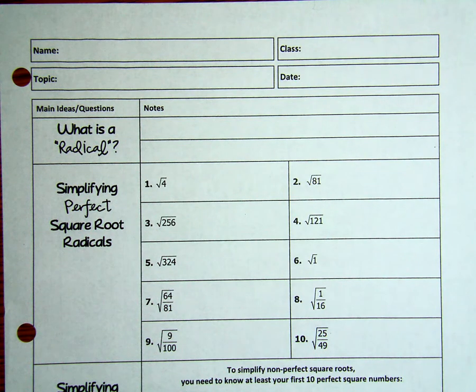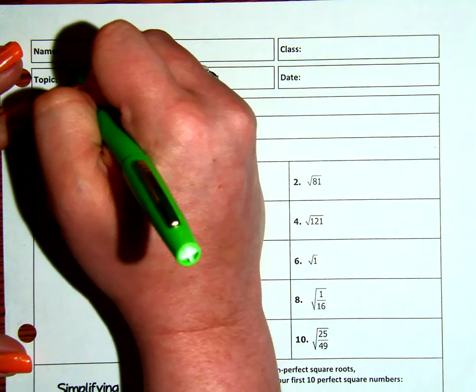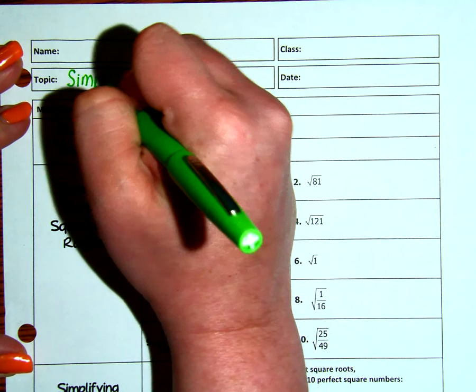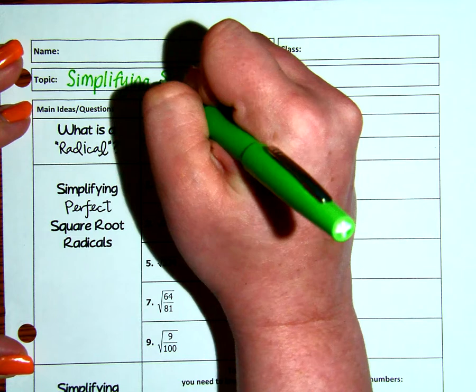Right, so we are going to be starting our unit on radicals, and specifically we're going to be looking at square roots. And so our topic today is simplifying square roots.